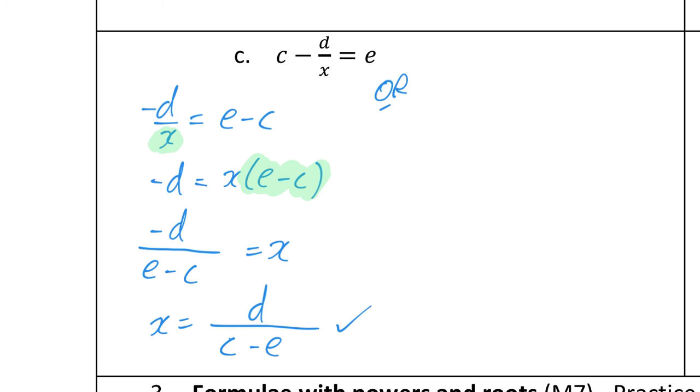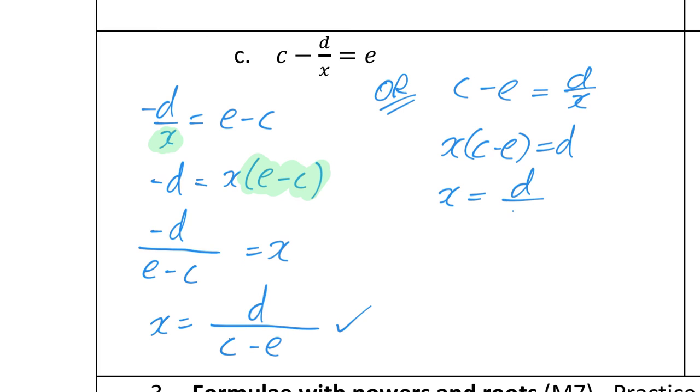The other way we could do this is if I swap my d over x and my e around. So c minus e is equal to d over x. From here on in it's fairly similar. Multiply across by my x, and I'm going to have x times c minus e is equal to d. Then divide across again, and I'm going to have d divided by c minus e. So you can see we got the same answer with two different methods. You'll probably prefer the second method there, but they're both good.